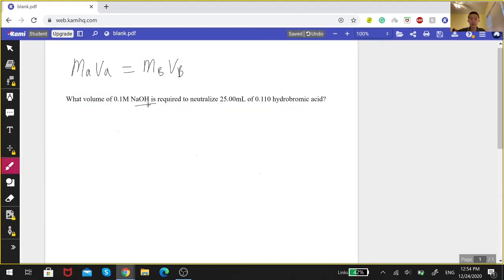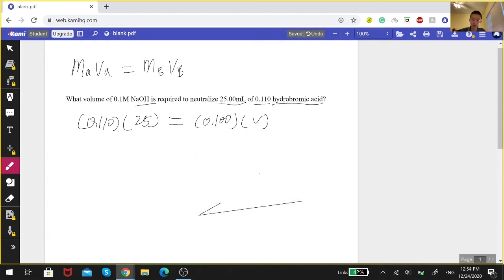Let's say substance A is hydrobromic acid. We have 25 mL and a concentration of 0.110. So 0.110 times 25 mL. We can use milliliters here, as long as we keep both of them in milliliters. That is equal to molarity 0.100 times volume. Multiplying these together, we finally get V equals 27.5 milliliters.